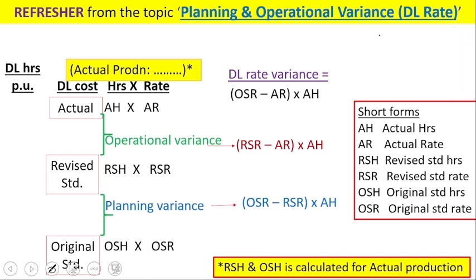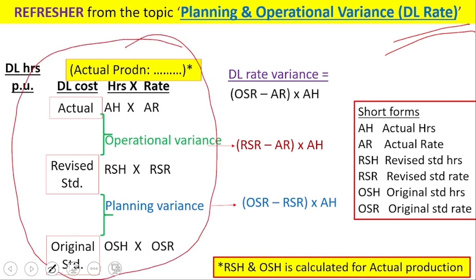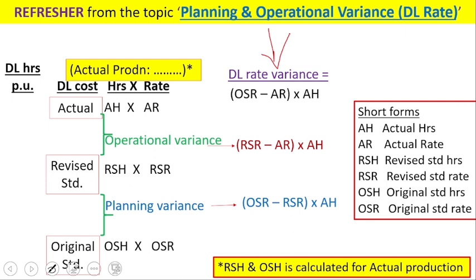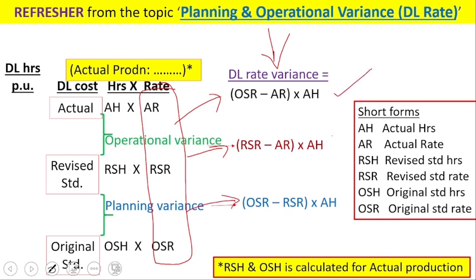The next problem is relating to the planning variance of the direct labor rate. Now, whether it is direct labor rate or whether it is direct labor efficiency, this part remains the same. This is the portion where you key in the figures from the question. In case of direct labor rate variance, we are concerned about these rates inside the bracket. That is the difference in the rates, and outside the bracket it is always actual hours. So with this understanding, we will tackle the next question.